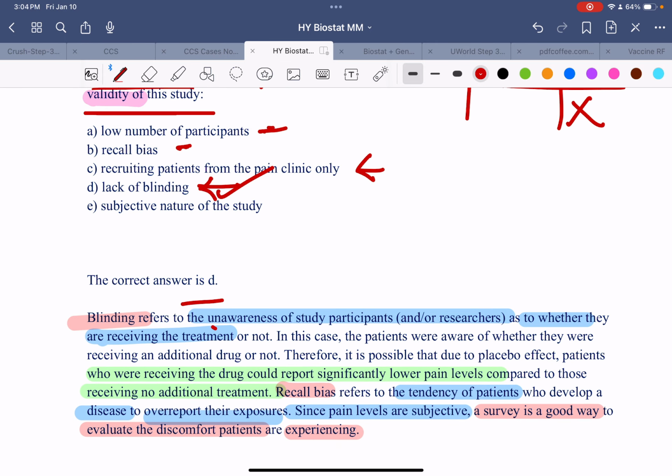So blinding refers to the unawareness of the study participants, right? Whether they are receiving the treatment or not. But here they were not blinded, right? So because they were not blinded, there is a chance that they can develop a bias, right?